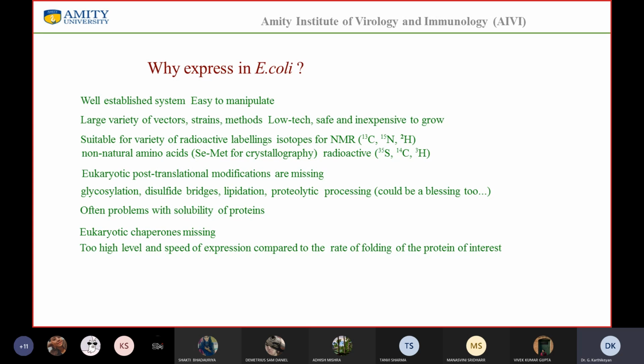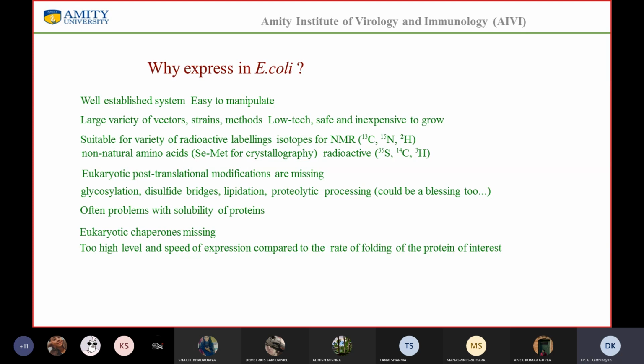Some of this can be sorted out when you have chaperones. I'm not sure whether you've been exposed to this concept of chaperones. Chaperones are nothing but molecular proteins that are responsible for correct folding and sorting of proteins in the cells. Eukaryotes have a lot of chaperones. Sometimes people have tried to express eukaryotic chaperones and eukaryotic proteins in E. coli, and they have been partly successful, not always.